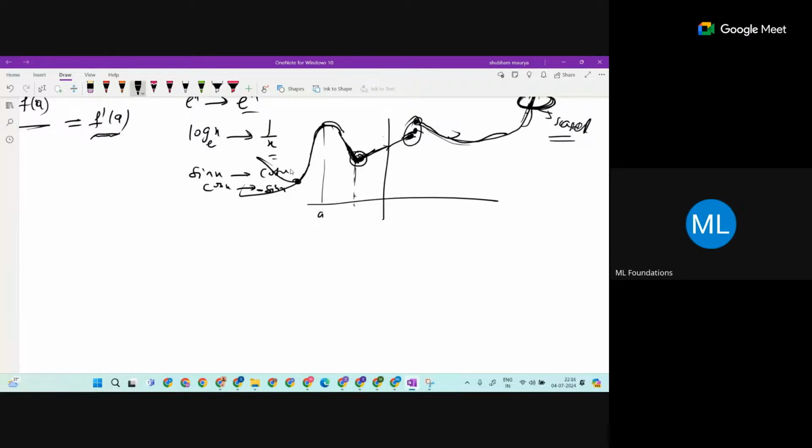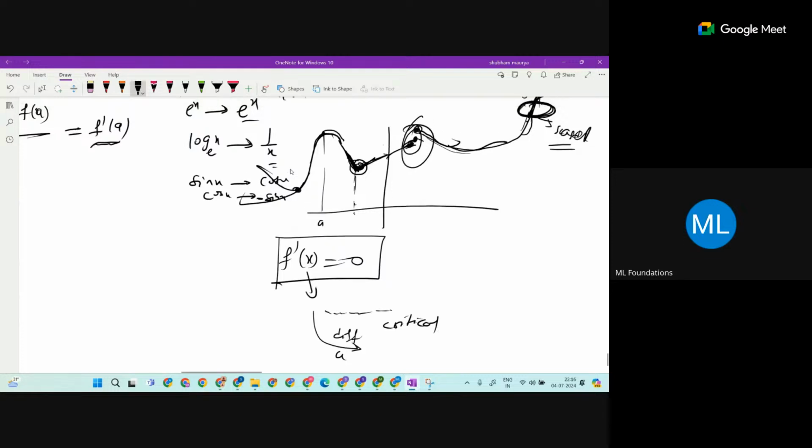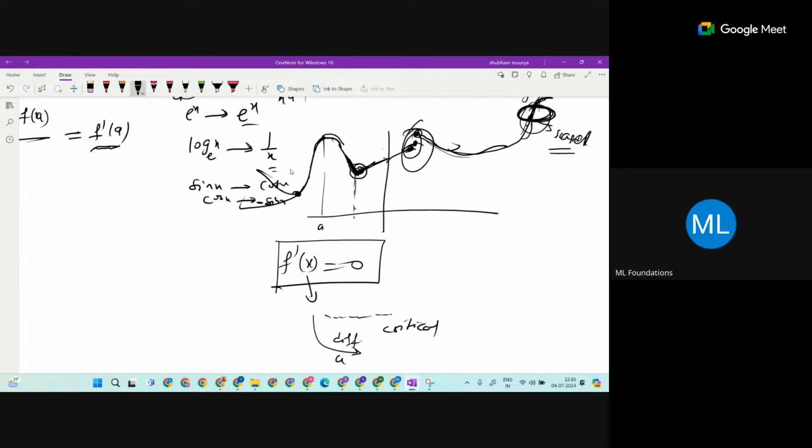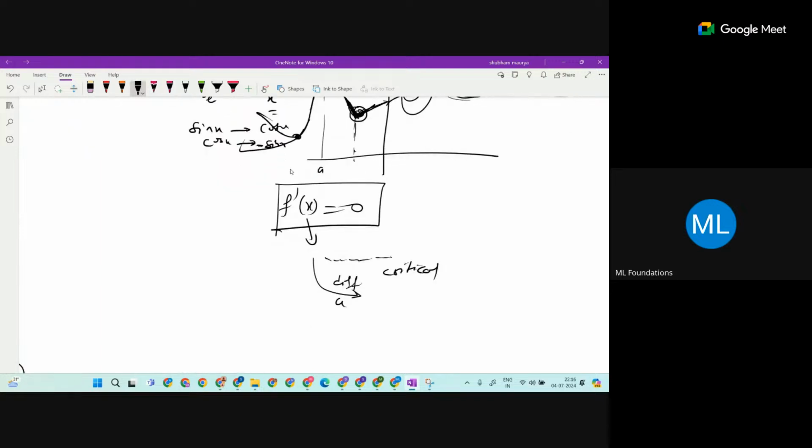And to get the critical points, just differentiate that function and equate it to 0. You will get an equation, and just find those input x values. Those values are generally called critical points. Another case: sometimes at a particular point your function is not differentiable, right? Like at this one, or maybe this one, these 2 points are also critical points.